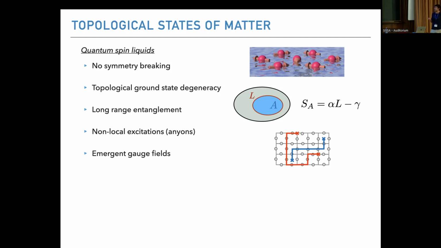And indeed, they are characterized by topological ground state degeneracy, which does not arise from any symmetry breaking, and by long-range entanglement, which you can spot if you compute the entanglement entropy and check violation of the area law of entanglement via a constant contribution, which is called topological entanglement entropy. And then there are non-local excitations, which are created in pairs. And there are emergent gauge fields, which allow you to describe these states of matter and many other properties.